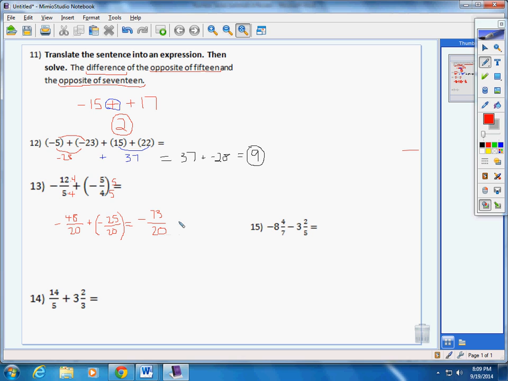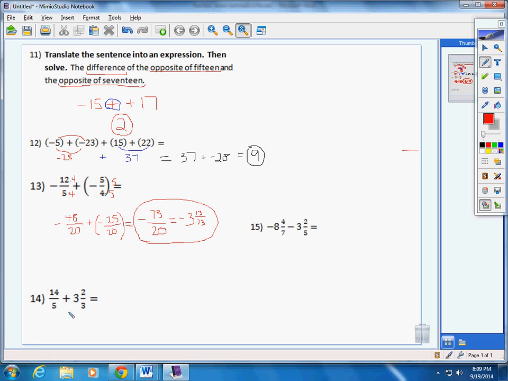I am perfectly fine with that answer, as well as negative 3 and 13 73rds. Since we cannot reduce right here or right here, we are finished. Either one of these answers would do. Alright, let's move on to number 14.